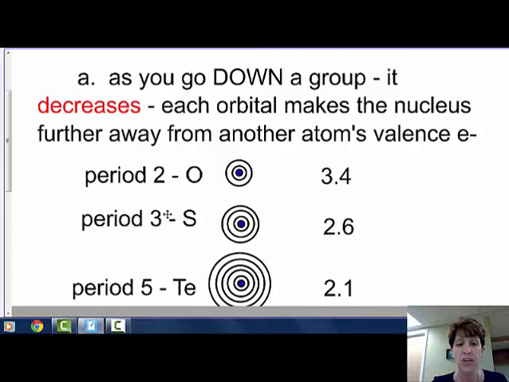Period 2, period 3, and period 5. These are all group 16. So this has 2 rings. It has a really high electronegativity because it's easy to draw them in. It's close to the nucleus. When you get down here to sulfur, harder to draw them in, and technetium, only a 2.1.